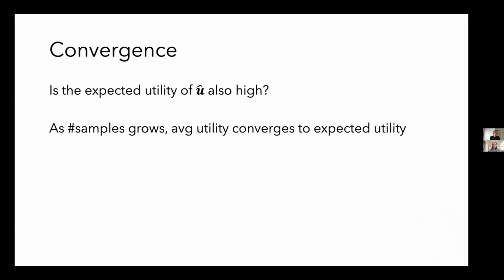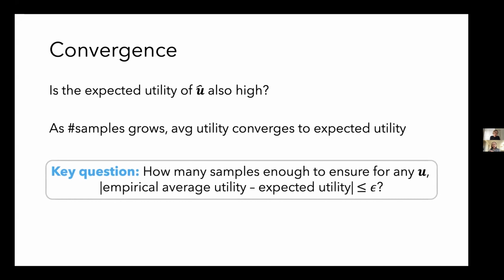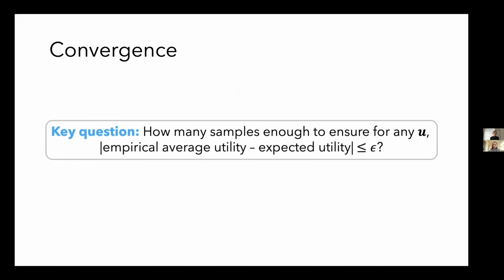So basic statistics tells us that as the size of our training set grows, the average utility should converge to expected utility as long as this algorithm we're trying to configure isn't totally crazy. But from a more quantitative perspective, the key question we want to answer in this talk is how many samples do we need, or how large should the training set be, to ensure that for any choice of these parameter settings, the difference between the average empirical performance of that parameter setting over the training set and its expected performance or expected utility is at most epsilon for some epsilon.